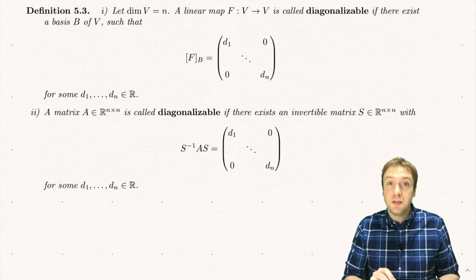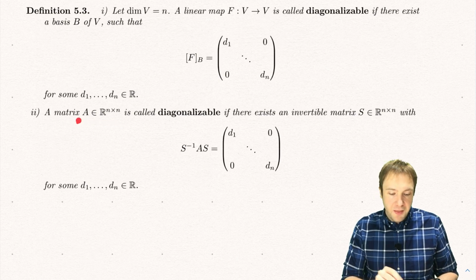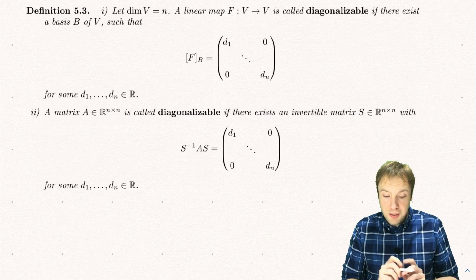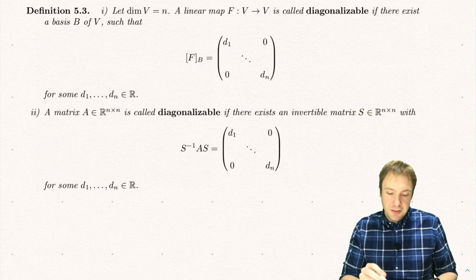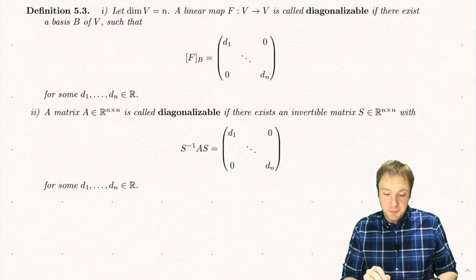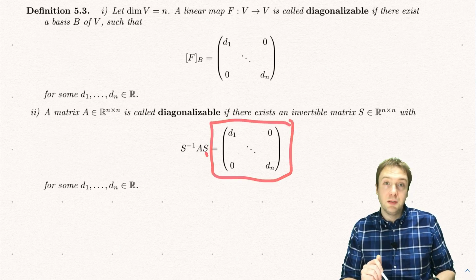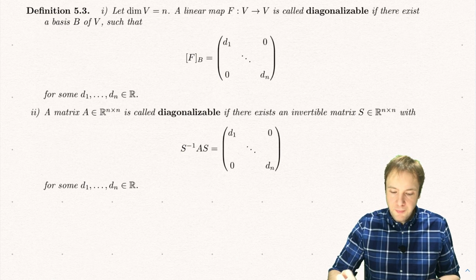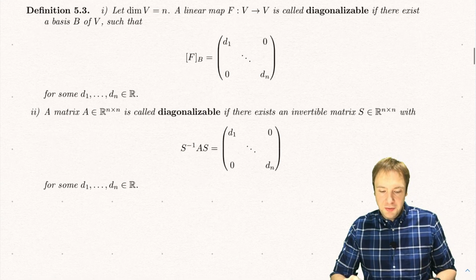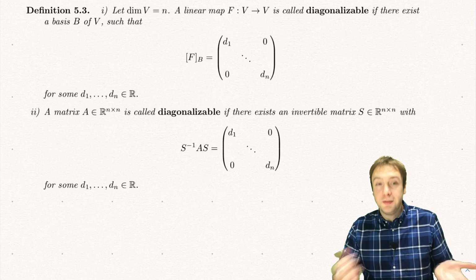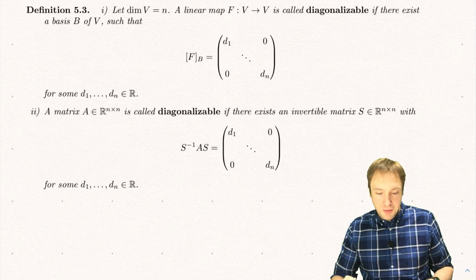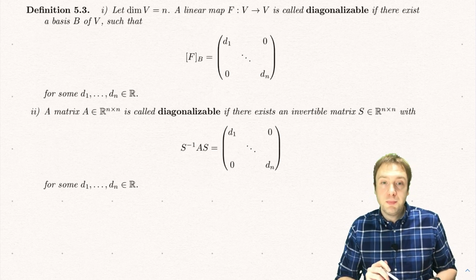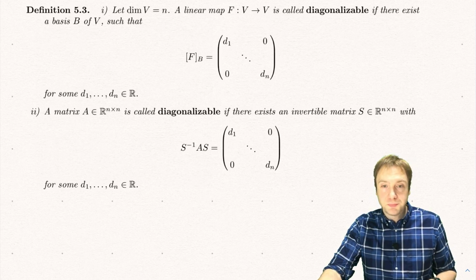And also this notion exists for a matrix. So if we have an n by n matrix, then this n by n matrix is called diagonalizable if we can find an invertible matrix S such that S inverse times A times S is also given by a diagonal matrix. Okay, and today we want to see when a linear map is diagonalizable, and also make some further statements on this. But first, we defined it for a linear map and also for a matrix.